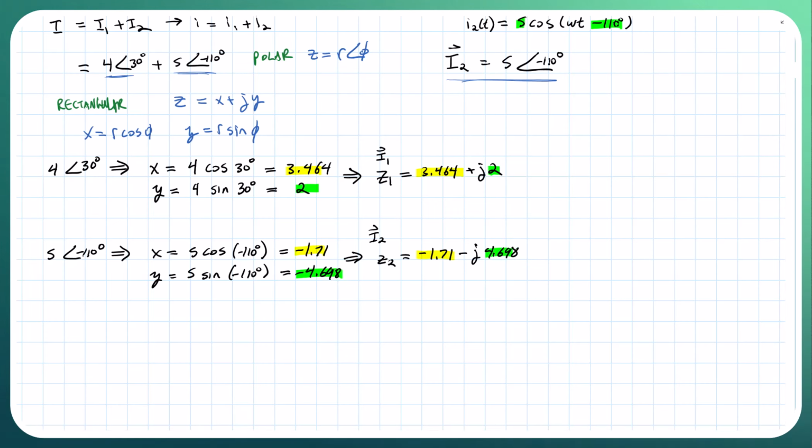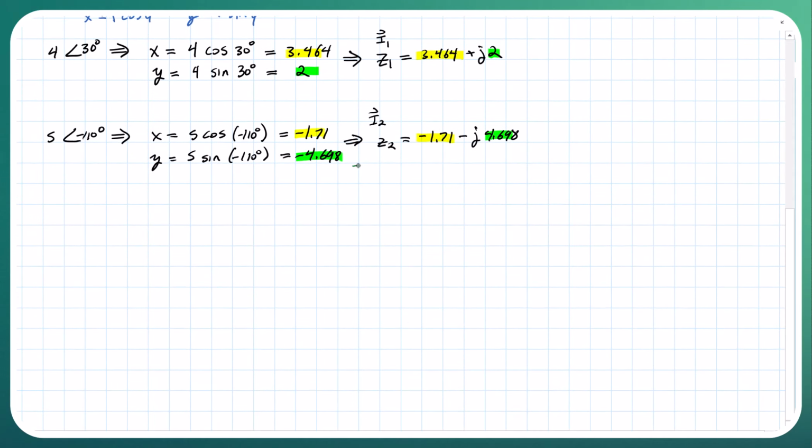Okay, but now we just want to sum those guys, so we can sum it because we're in rectangular format. So what I'm going to do is say my sum, my I, or Z1 plus Z2, is equal to, and just sum them vertically, 1.754 minus j2.698. Okay. Now these rectangular formats, we want to convert back into polar.